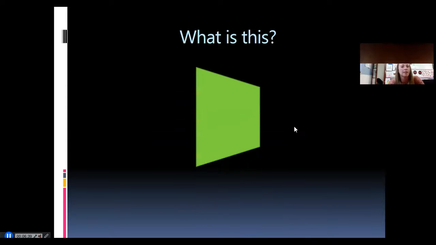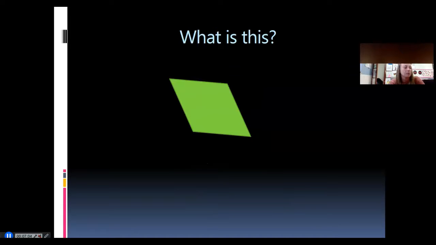All right, what is this? Is it a square, a rectangle, a trapezoid, or a rhombus? This is a trapezoid. It is a trapezoid because these sides are parallel. Trapezoids are the only quadrilateral that has only one set of parallel lines.